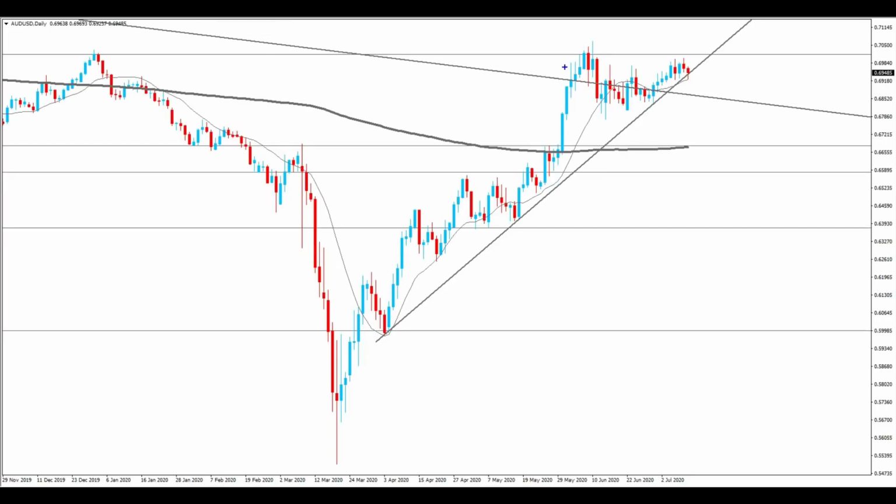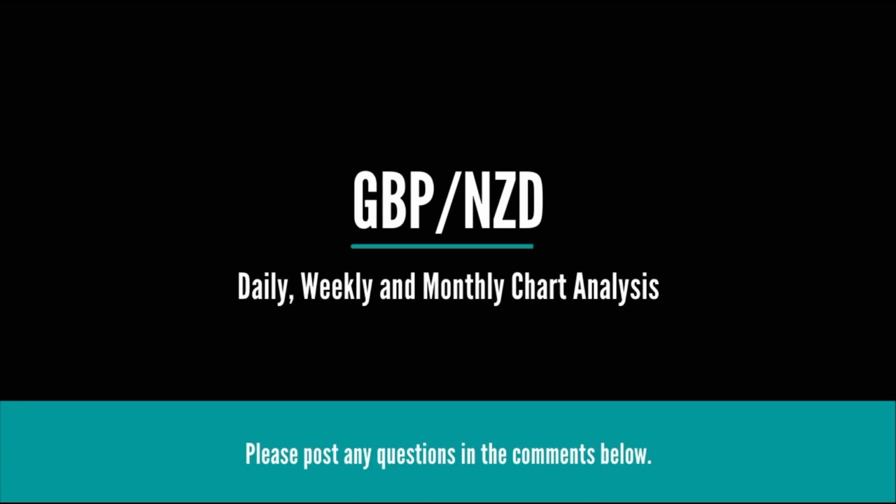So AUD/USD is not really clear at the moment. It's still moving sideways. We need to see which direction the price is going to break out, either to the upside or to the downside, and you can look for retests in the market to enter a trade either to the upside again or to the downside. Okay, so now I'm going to analyze GBP NZD.